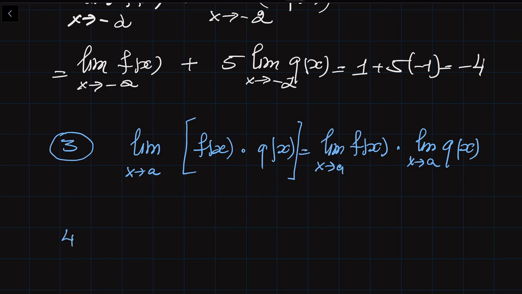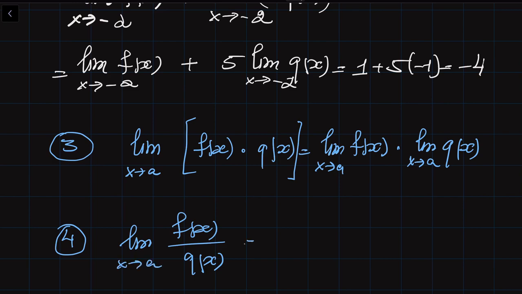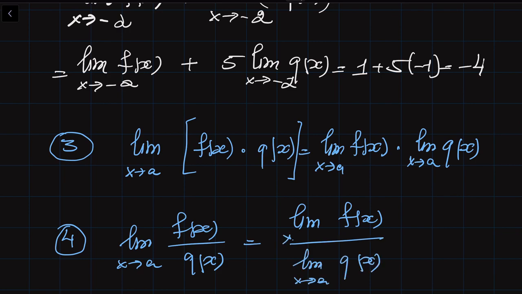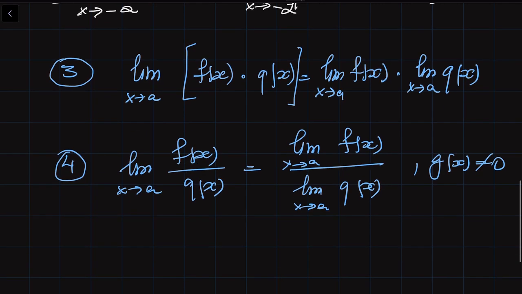So in number 4, it appears it works for the quotient as well. So the limit of f of x divided by g of x when x approaches a is going to be the limit of f of x divided by the limit of g of x when x approaches a, and of course when the limit of g of x is not equal to 0.